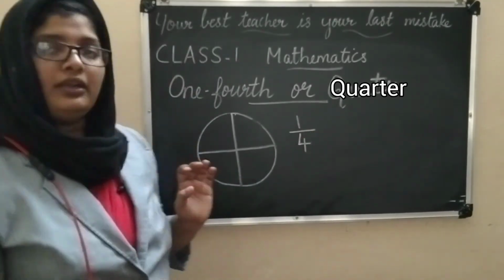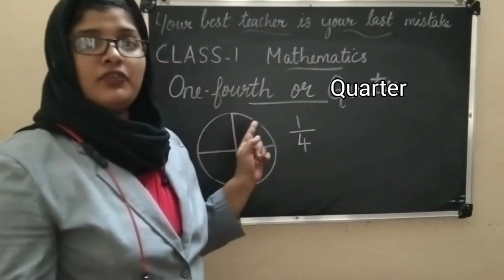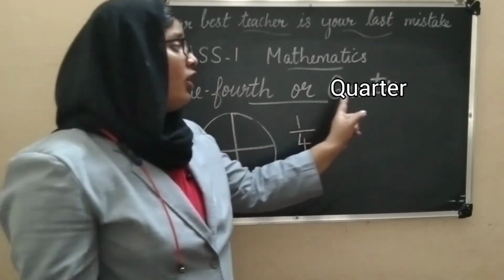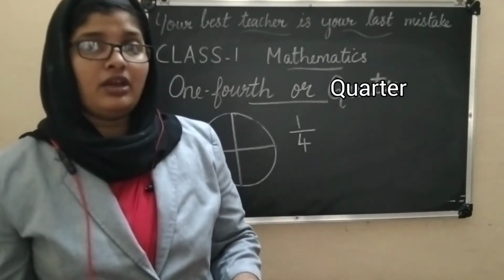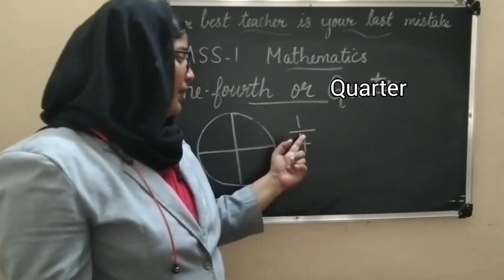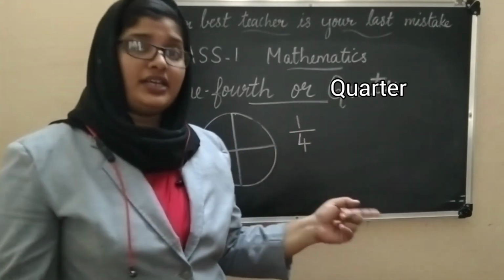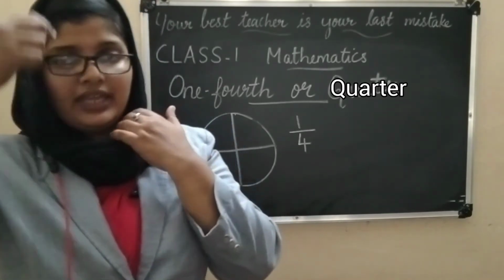How will we write 1/4? 1 by 4. This 1/4 we can call a quarter. Okay. So how will we write this? 1 by 4. We call it 1/4 or quarter. Okay, we can write like this.